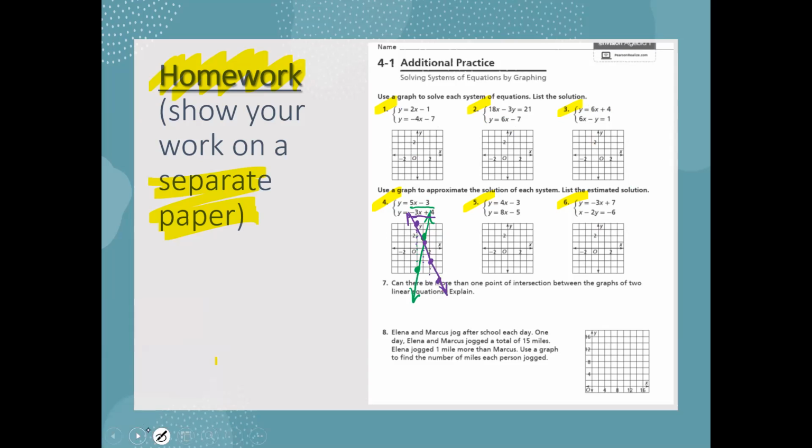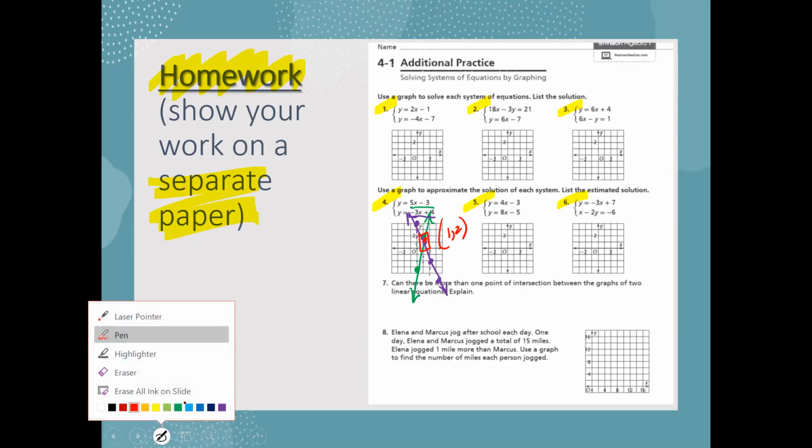Take a look at the purple line, take a look at the green line. Where do the two lines hit and crisscross? It looks like it's right there. And it looks like it's at 1, 2. So that is my solution.